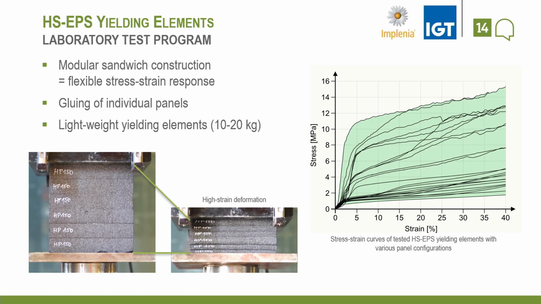This is important for the designer because there is no one global yielding element which you can apply in every tunnel around the world. It's really project specific, and most of the time you also need different yielding elements and stress-strain responses at one project, because you have to think of how fast are my displacements, how large are the displacements, what type of shotcrete do you use, what's the advance rate, and depending on all these parameters, you really have to make a project-specific design. And just by rearranging the panels, this can be done within short time.